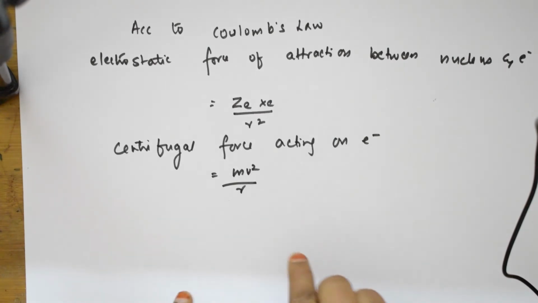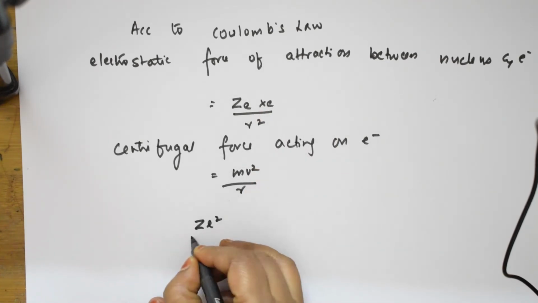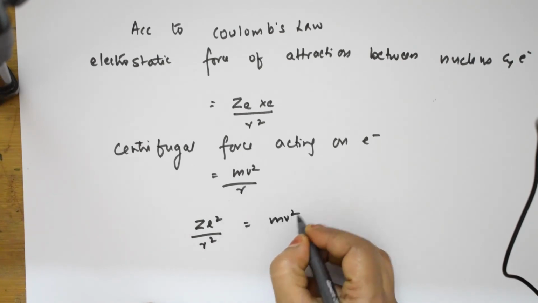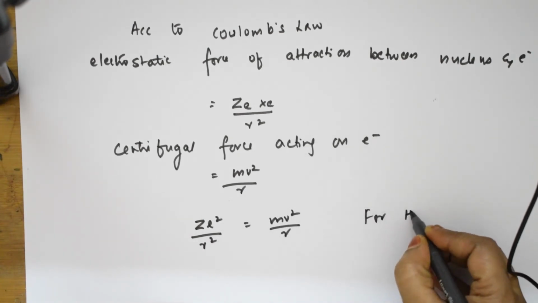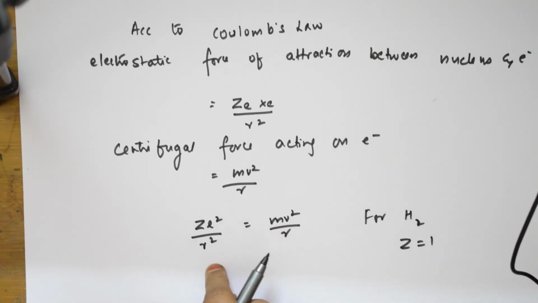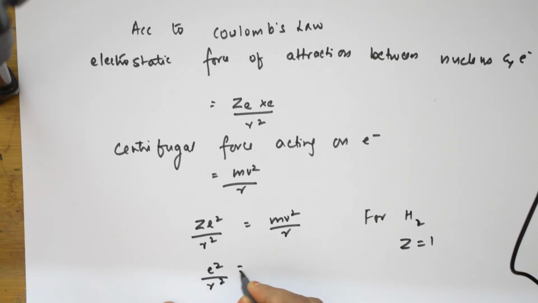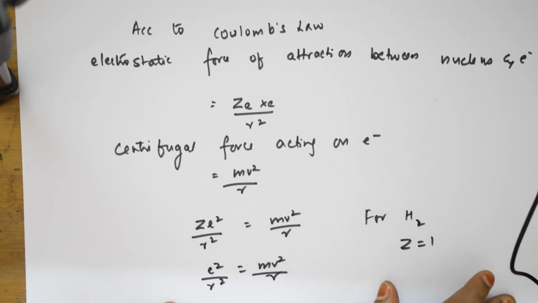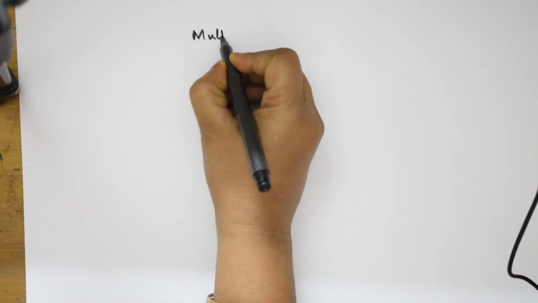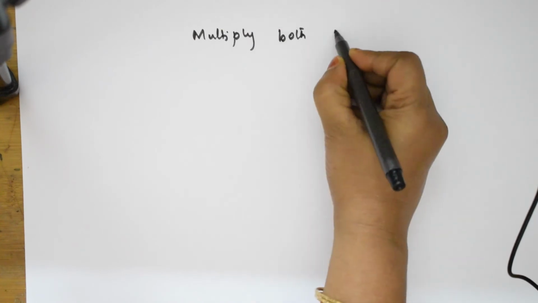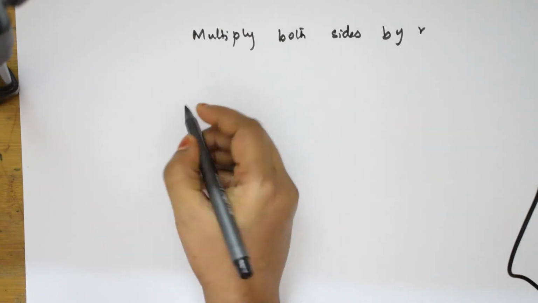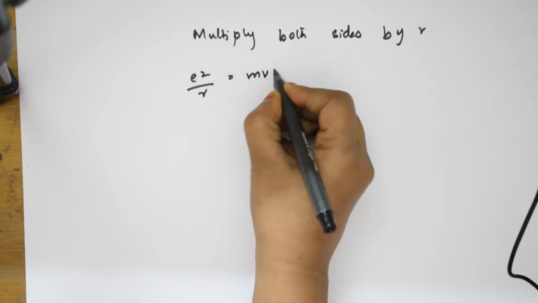Now Bohr assumed, what does he assume? This force and this force are acting opposite to each other. When they act opposite to each other, then only it will hold the electron around the nucleus, isn't it? So he said both are opposing forces, they balance the electron and maintain it in the orbit. So he has equalized these two. So Ze squared by r square is equal to mv squared by r. Now for hydrogen atom, Z is equal to 1, so the formula becomes e square by r square is equal to mv square by r. Now we multiply both sides by r. We get e square by r is equal to mv square.